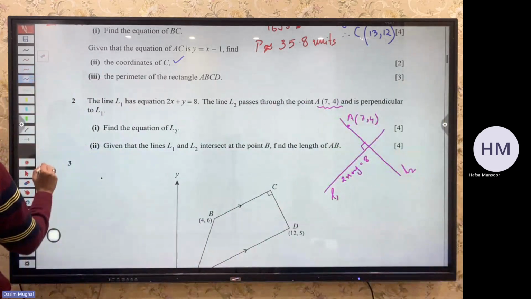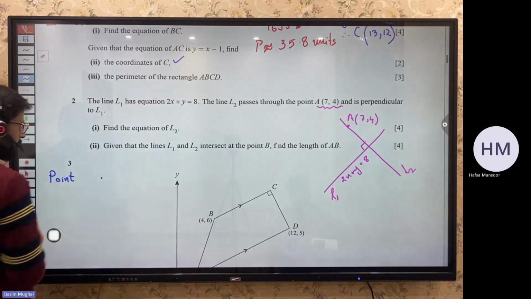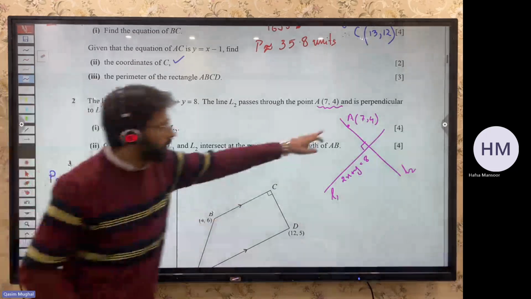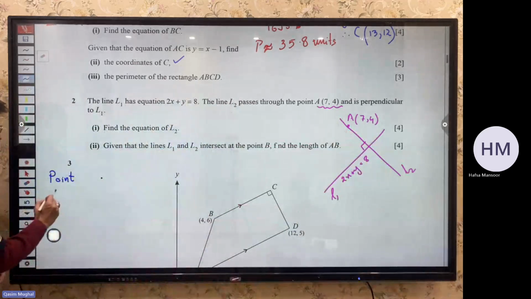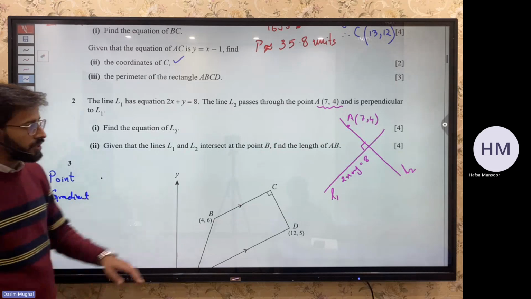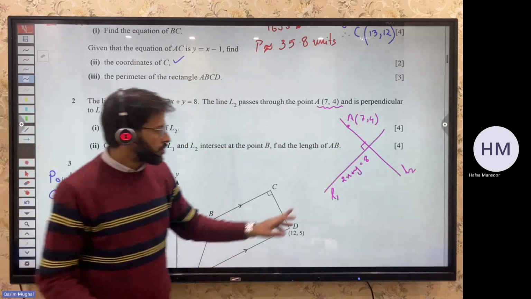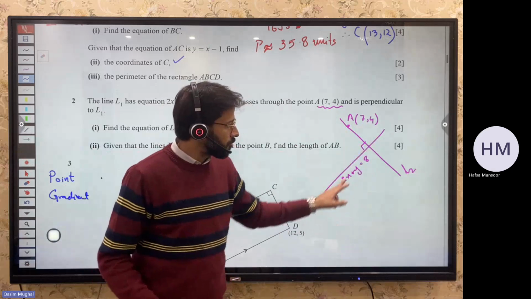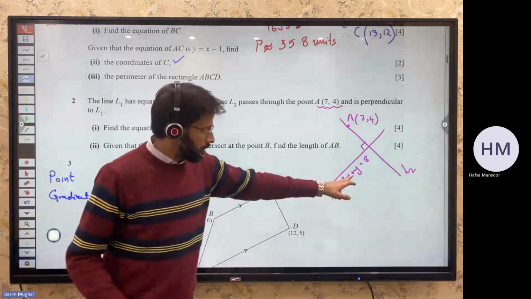Point and gradient. Do we know a point through which L2 is passing? Yes, and that is point A. L2 is passing through the point A. Gradient we don't directly know, but the examiner has told us that L2 is perpendicular to L1. So we need to extract the gradient from the equation of L1, which is already given. We cannot extract it the way it is written.